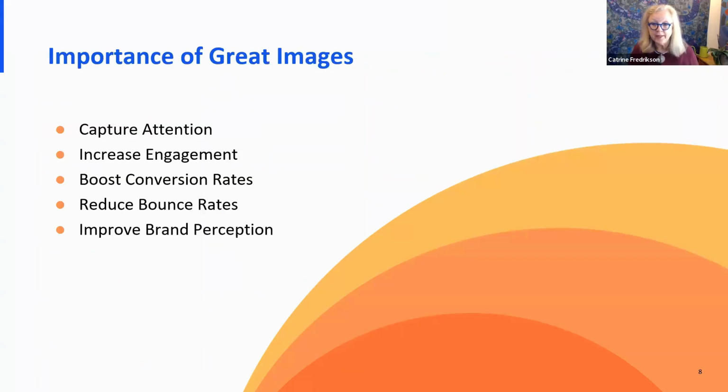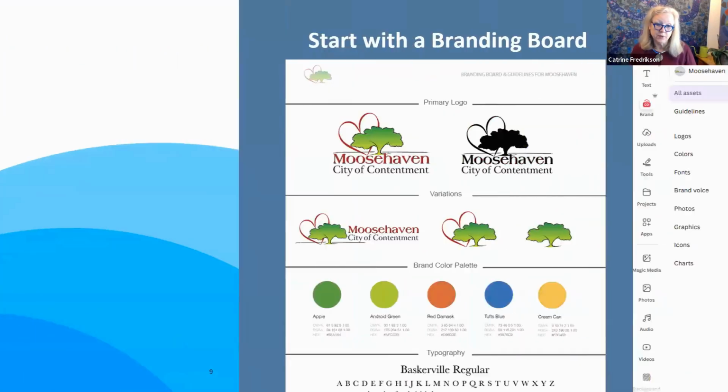So before we get to the demo, let's talk a little bit about the importance of great images, because just like we saw on the email here, the first impression really matters. And as humans, we are highly visual creatures, and approximately 90% of the information transmitted to the brain is visual. So an eye-catching image can help you catch attention, increase engagement, boost the conversion rate, reduce bounce rates when it comes to emails, and really improve your brand perception.